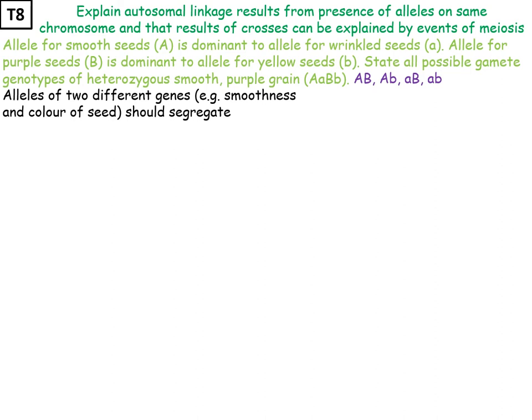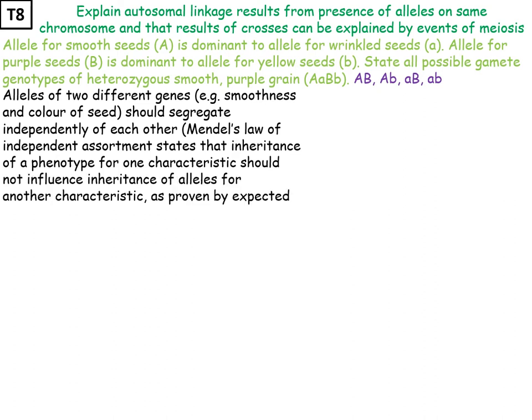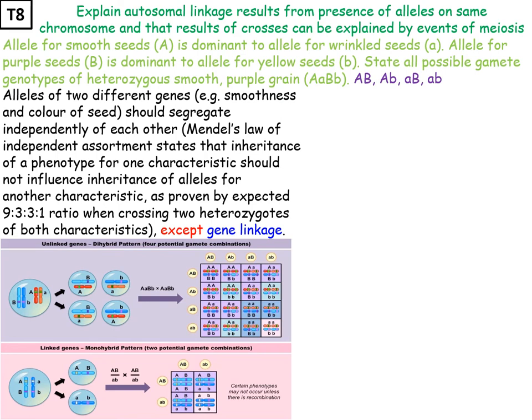Alleles of two different genes, in other words, smoothness and color of seed, they should segregate independent of each other based on Mendel's law of independent assortment, which states that inheritance of a phenotype of one characteristic should not influence the inheritance of alleles for another characteristic. In other words, it should have no effect. What you inherit for one gene should not affect what you inherit for a completely different gene. And we could prove that because we've seen that when we cross two heterozygous, we see a 9:3:3:1 ratio, when crossing two heterozygous for both characteristics.